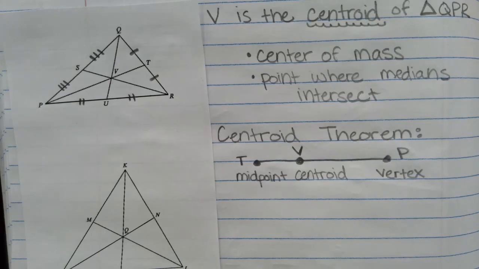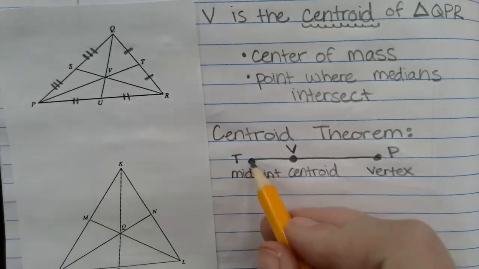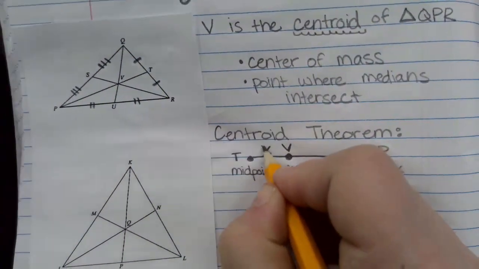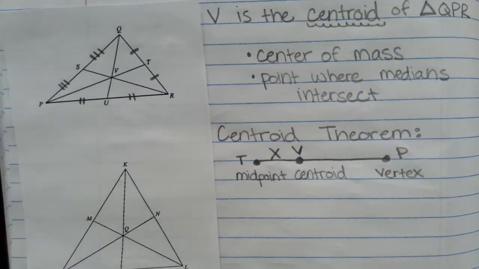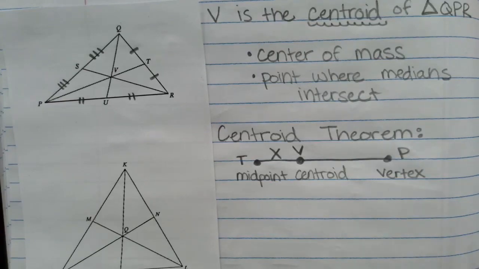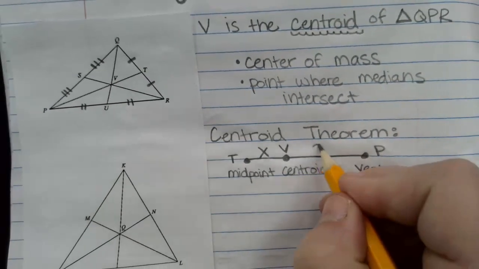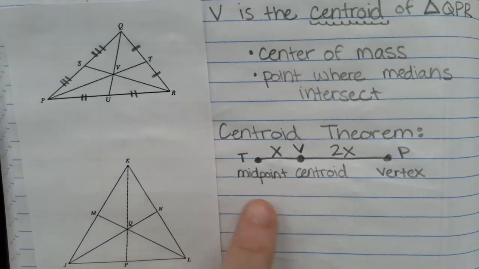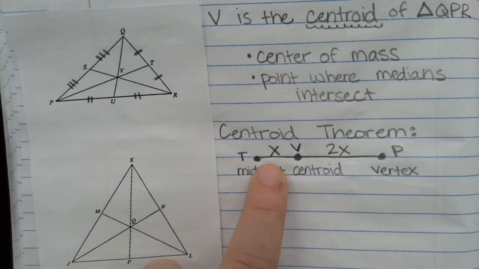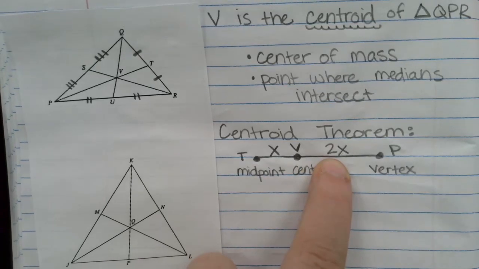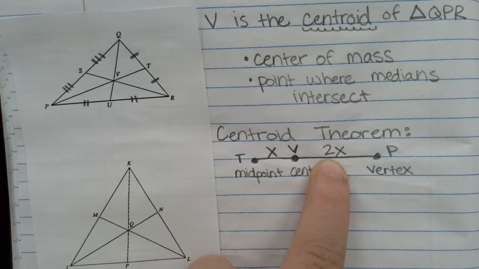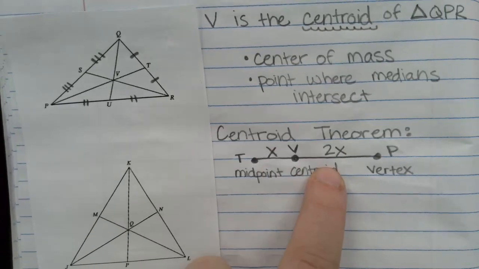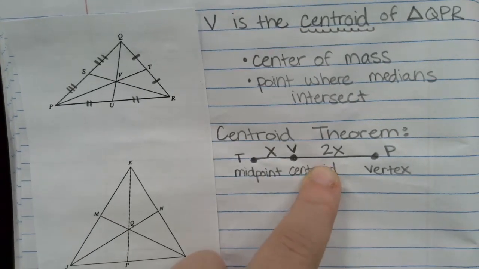All right, whatever T to V is, our midpoint to centroid, that's an x. That's a certain amount. But then from the centroid to the vertex, it's always double that amount, 2x. So if this first part was 3, then this would be 6, double the amount. If we had 7, this would be 14, and we can use that to find measurements.